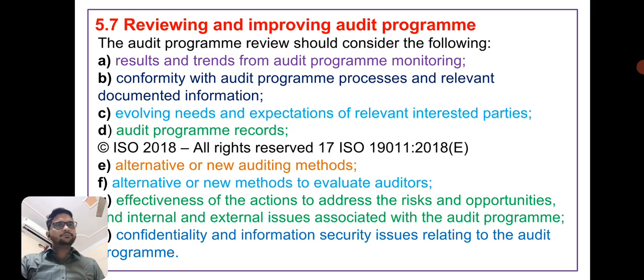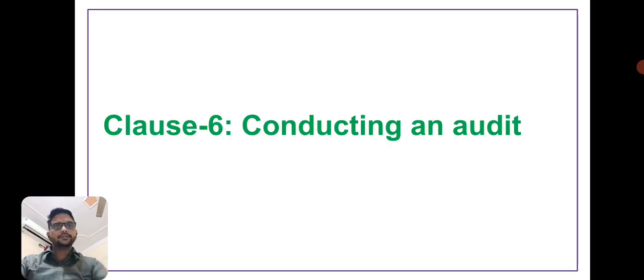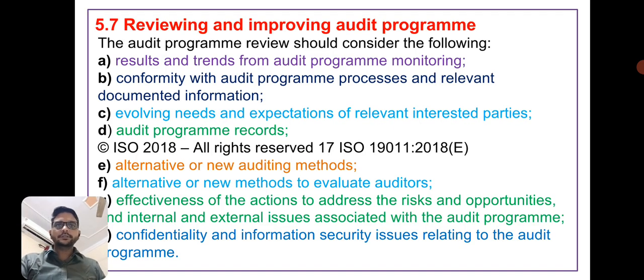Next, the audit program should also consider the following: results and trends from audit program monitoring and conformity with audit program processes, relevant documented information, evolving needs and expectations of related interested parties, audit program records, alternative or new audit methods, alternatives or new methods to evaluate auditors, effectiveness of the action to address risk and opportunity, and confidentiality and information security issues related to the audit program. These need to be reviewed and improved during the audit program.